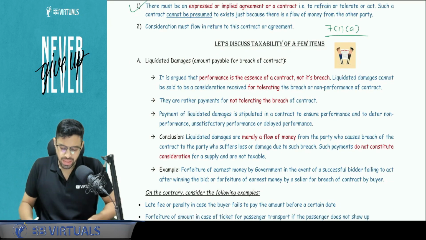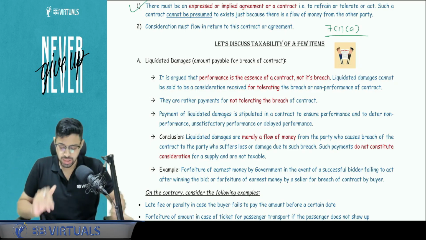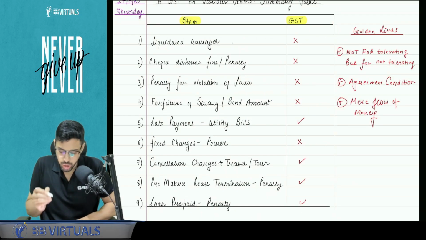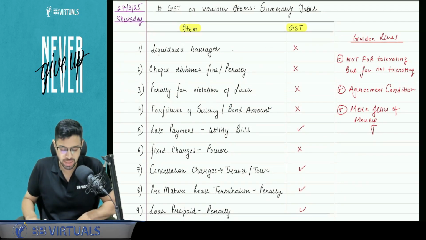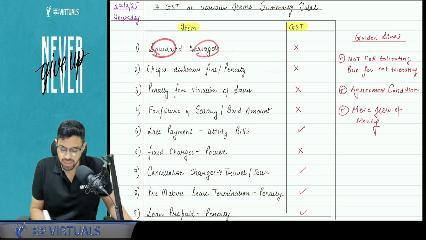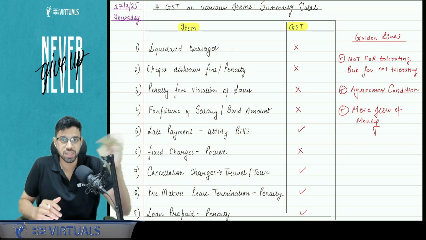Now we will be discussing the taxability of a few items. Now this is very specific in nature. This will come as a part in your adjustment. What we will do instead, I had made a short table in the class. We will discuss from that, and I will tell you the reasons as well, whether we are taxing something or not, and what is the reason. So liquidated damages, this is basically about whether something is a consideration or not, and thereby whether it is under GST or not.